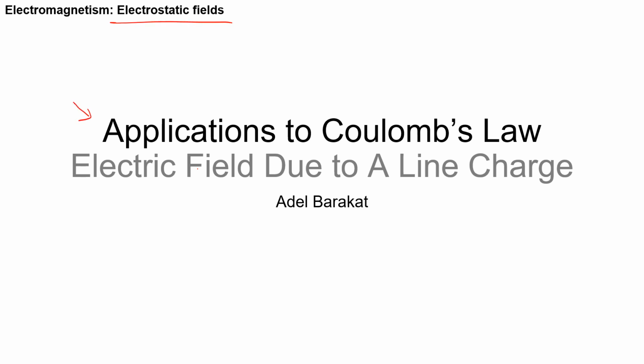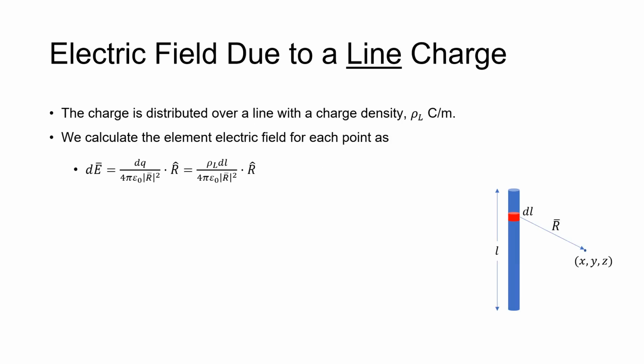Today we are with applications to Coulomb's law continuation, and this time instead of a point charge, we have a line of charge to calculate the field for. Here we are discussing the electric field due to a line of charge. What happens is that we have a charge distributed over some line, a thin wire, with a density of rho L coulomb per meter. And we want to calculate the electric field at some point in the space.